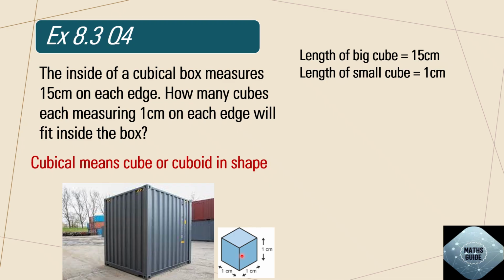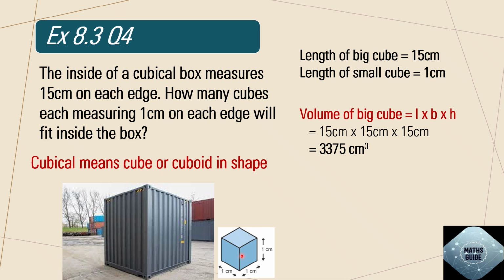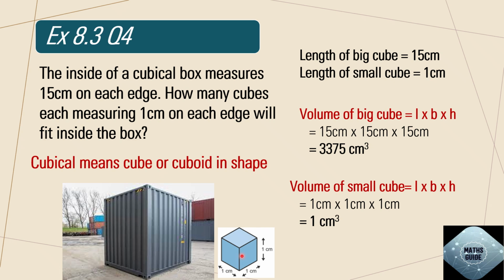The length of the big cube is 15 centimeter. The length of the small cube is 1 centimeter. First of all, we will find the volume of the big cube. So the volume of the big cube is 3,375 centimeter cube. And the volume of a small cube is 1 centimeter cube, as each dimension is 1 centimeter. Now let's divide both volumes to get the number of cubes required. So we will divide the volume of the big cube by the volume of the small cube, and then we will find that we need 3,375 small cubes to fill completely this big cube.